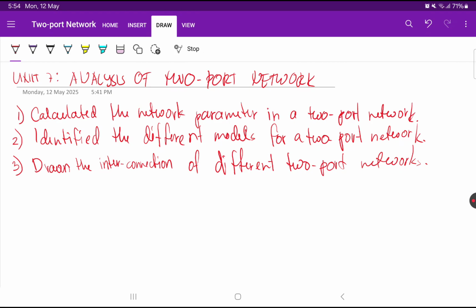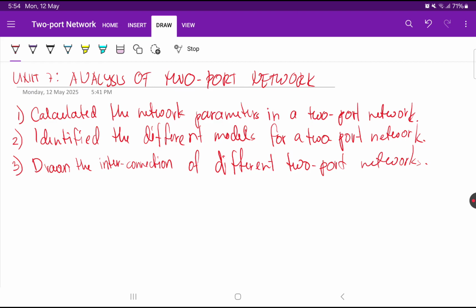First, you must be able to calculate the network parameters in a two-port network, and we'll be discussing those different parameters. Also, identify the different models of a two-port network, and we'll be using those parameters to model a two-port network. And lastly, draw the interconnection between different two-port networks.